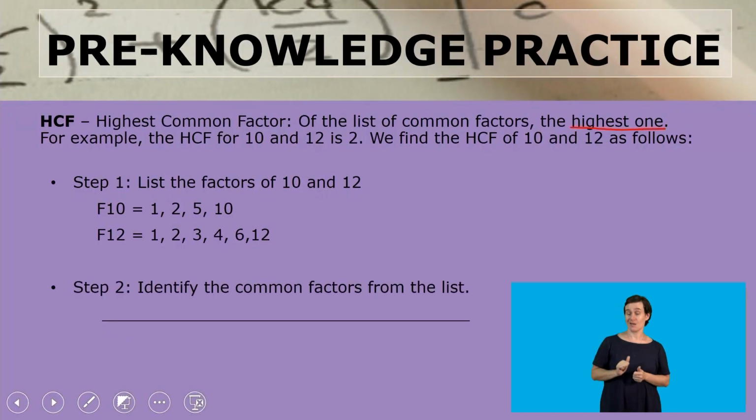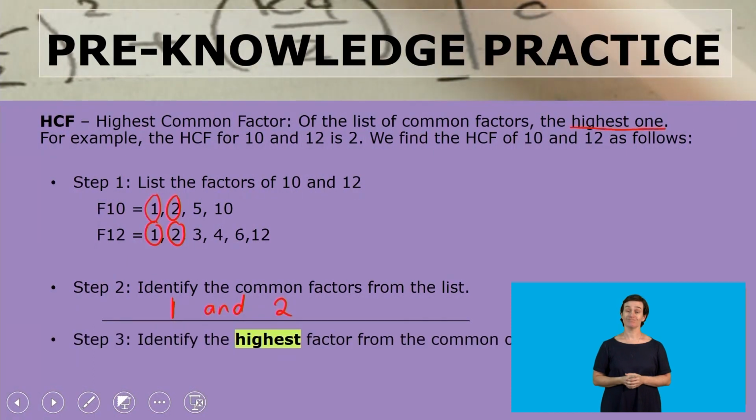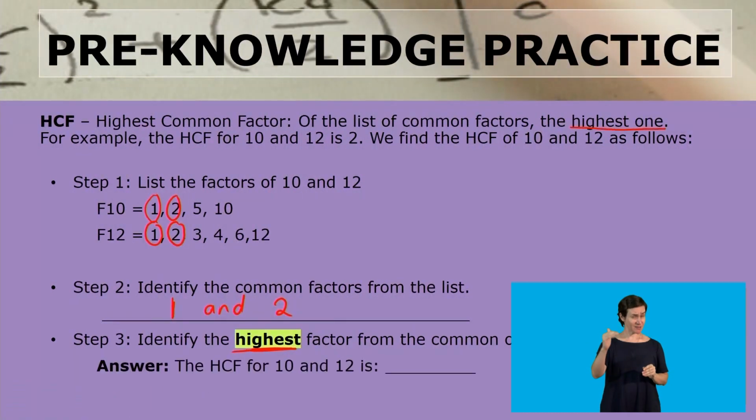Now from this list, which ones are the common ones? So we can see there we have 1 as a common factor and we have 2 as a common factor. And when you look through that list, there is no other common factor or common number. And our step 3 would be to identify the highest one. So between 1 and 2, which one is the highest one? Yes, you are correct. We have 2 as our highest common factor.